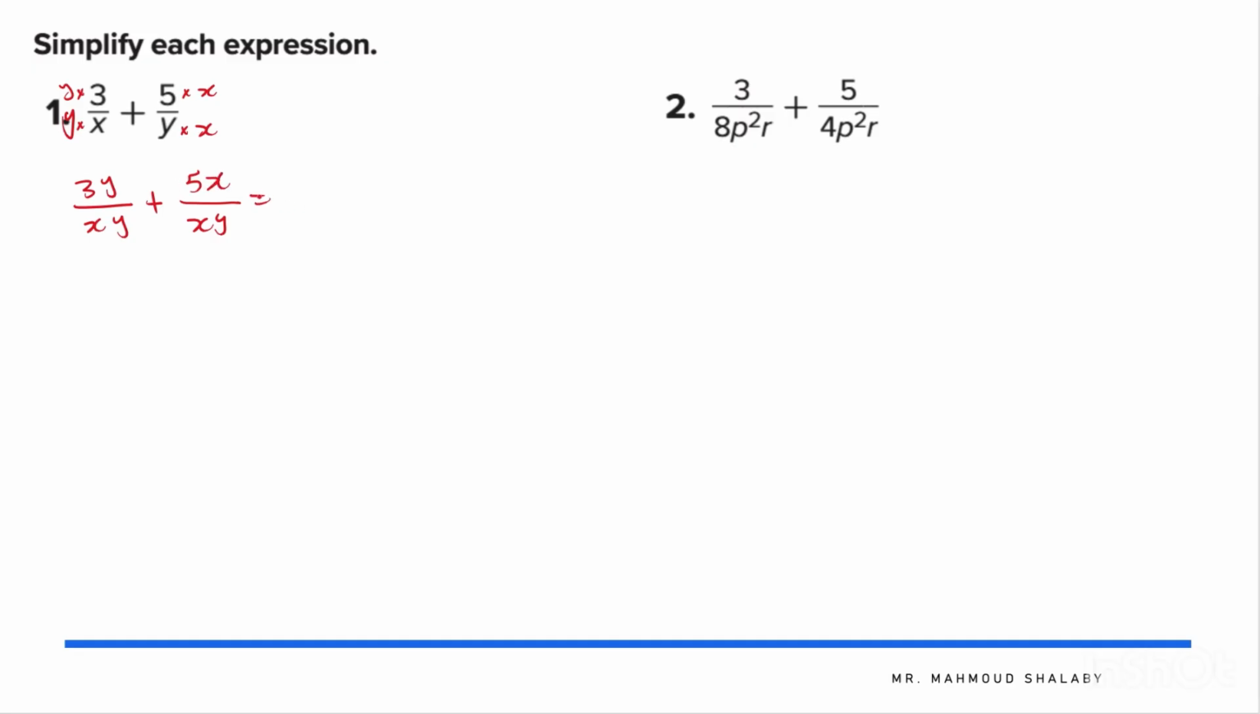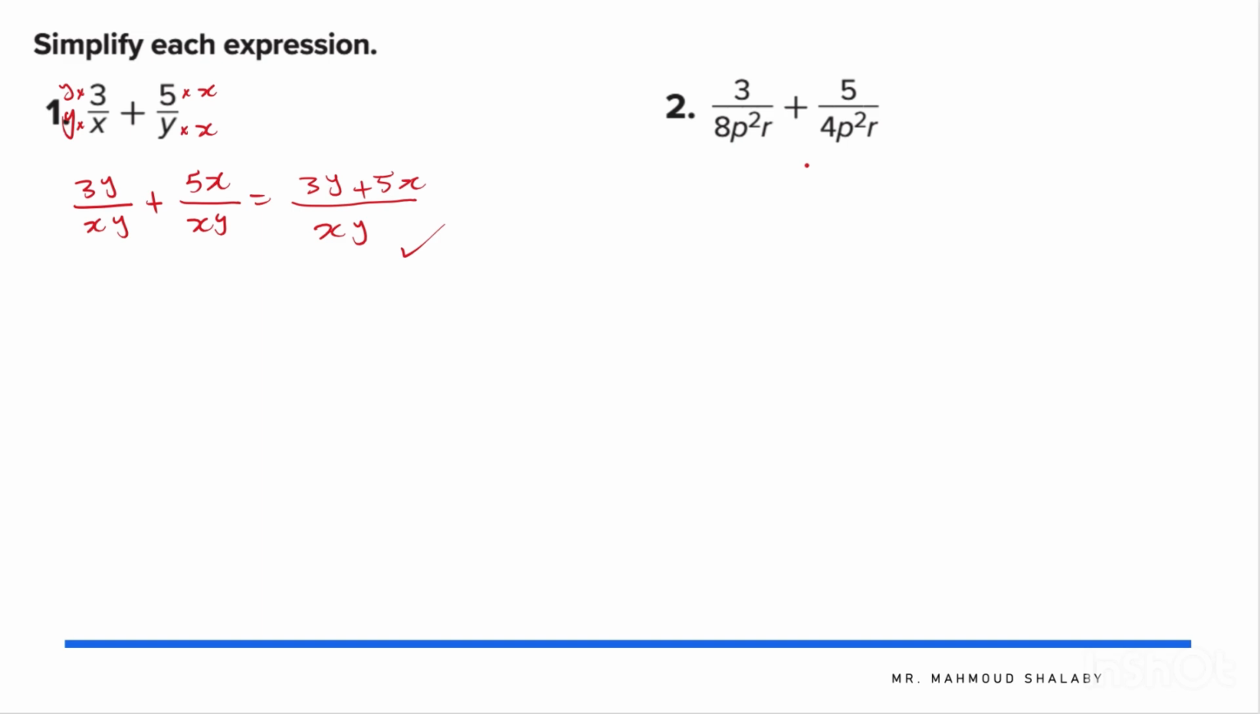Now ask yourself the question again, can we add them now? So what do you think? If they have common denominators, as we can see now, the answer is yes, we can add them. When we add them, we write xy in the denominator and add the numerators only, which is 3y plus 5x, and that's it. So the question is done. This is an easy question.